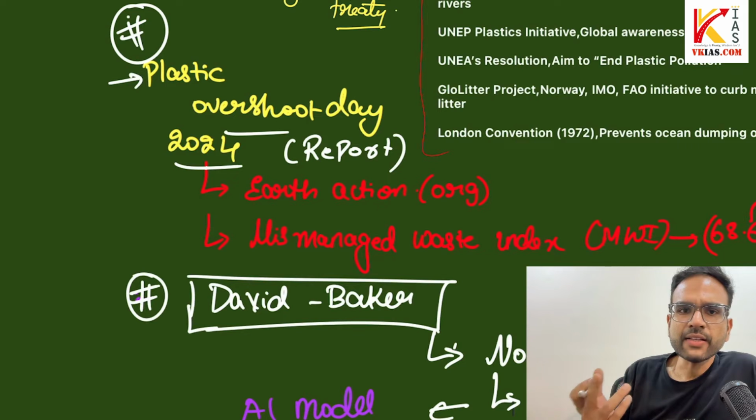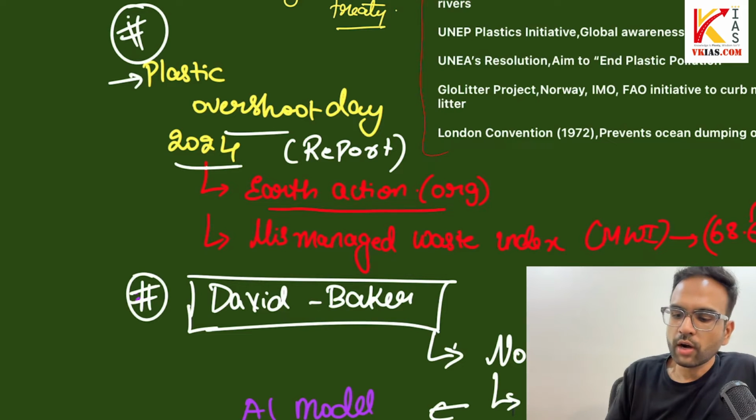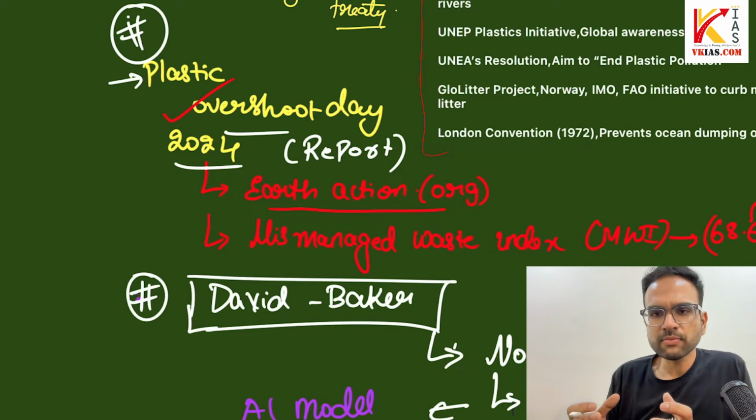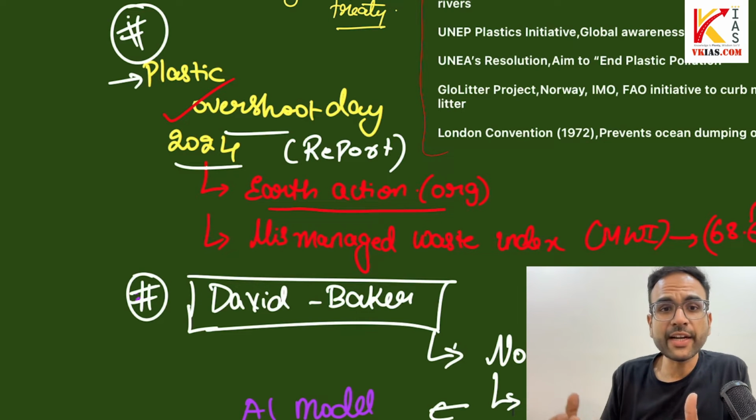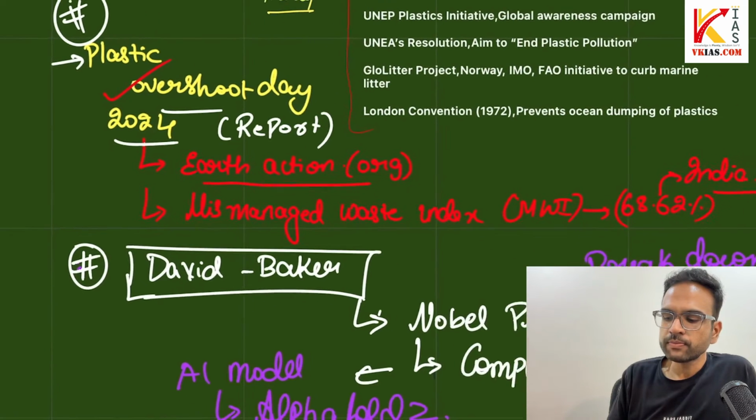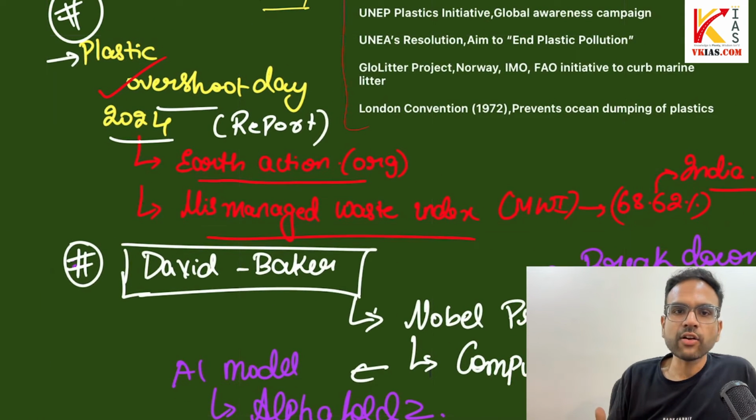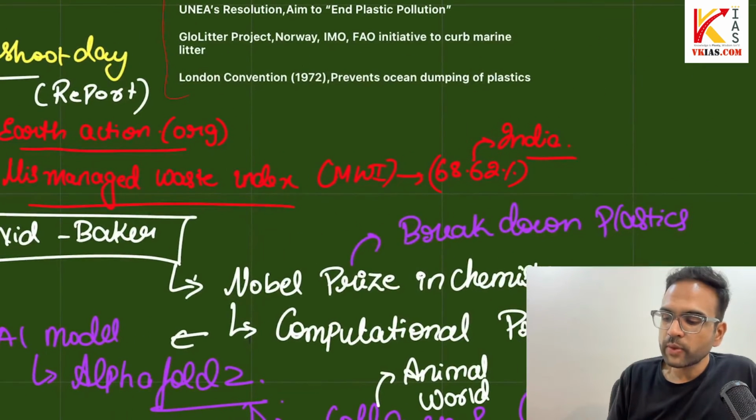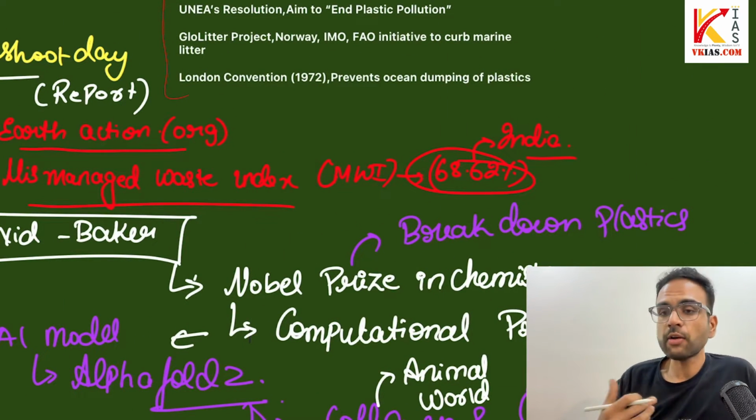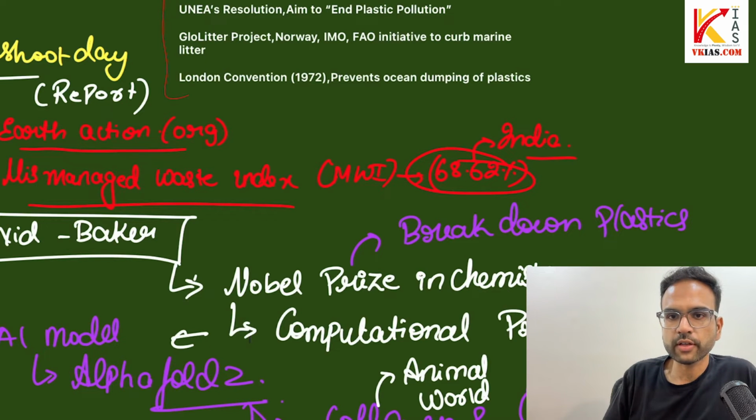So, there is a report by an organization called Earth Action, which came up with a report called Plastic Overshoot Day. What does it mean? Basically, it means Earth is running out of the ability to handle the plastic. And this is based on an index that they created called the Mismanaged Waste Index. India's mismanaged waste is almost as high as 68.62%, which says that we are not managing our plastic waste judiciously.